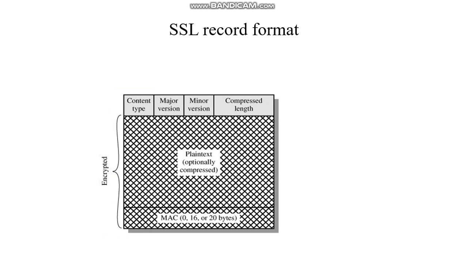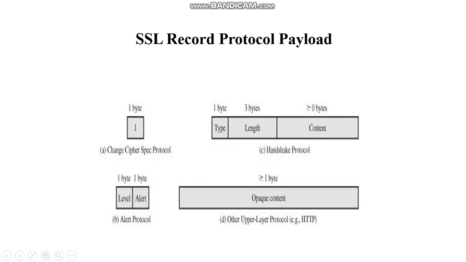The final step of SSL record protocol processing is to prepare a header. It consists of the following fields: content type, 8 bits; major version, 8 bits; minor version, 8 bits; and compressed length, 16 bits. The content types that have been defined are the change cipher specification protocol, alert protocol, handshake protocol, and application data. The first three, change cipher specification protocol, alert protocol, and handshake protocol, are all SSL specific protocols.